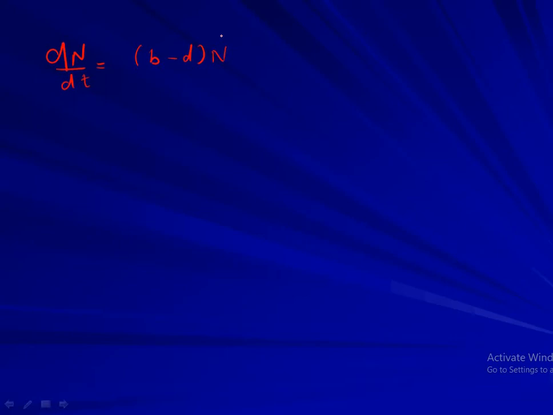There are different cases. Case 1 is if b is greater than d, then b minus d is more than 0, that is, it is positive. Therefore you can say that dN by dt is also positive. So if dN by dt is positive, the population is increasing with time, so unbounded growth occurs, right?